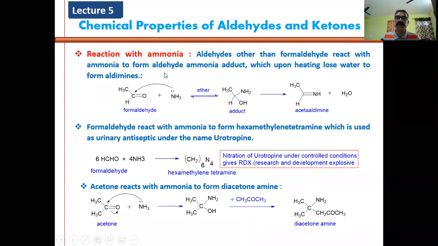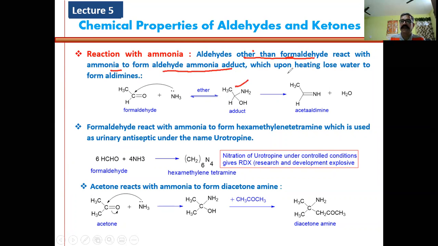Next is reaction with ammonia itself. Earlier we studied ammonia derivatives. Now it is ammonia itself. Now we will see the reaction with ammonia. Ammonia reacts with aldehydes. Aldehydes other than formaldehyde react with ammonia to form aldehyde ammonia adduct.